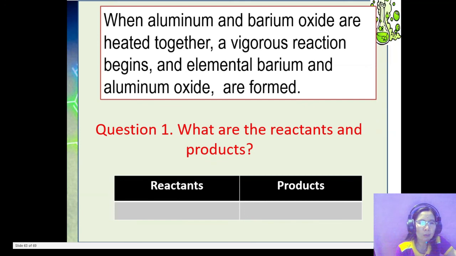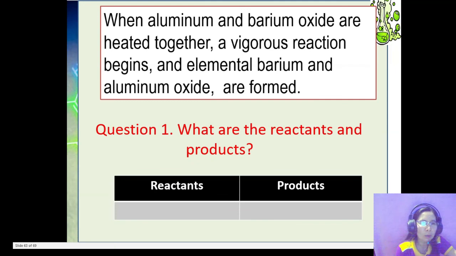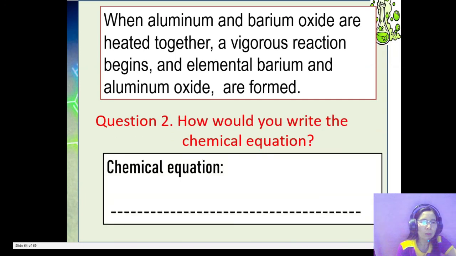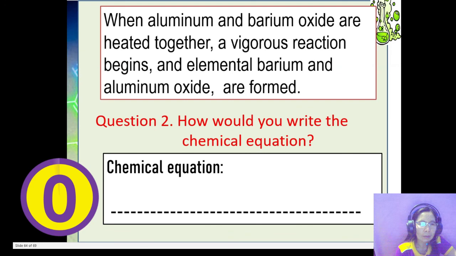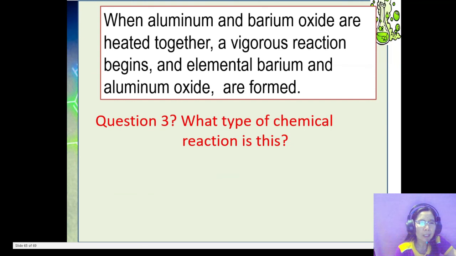Seconds will be given to you for question number 1, and time starts now. Okay, time is up. Let's proceed to question number 2. Same given chemical reaction, but you are going to answer this: how would you write the chemical equation of that given chemical reaction? Time is up, and let's move on to number 3. Same chemical reaction, but you are going to identify the type of chemical reaction of that given chemical reaction.